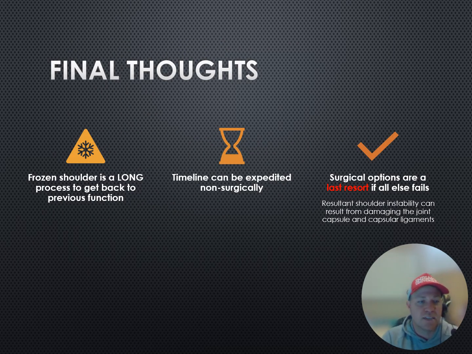Now, some final thoughts. Frozen shoulder, it is a very long process to get back to previous function, 1 to 3 years or more. The timeline can be expedited with non-surgical methods, but surgical options are a last resort if all else fails. However, we can develop resultant shoulder instability from damaging the joint capsule and those ligaments.